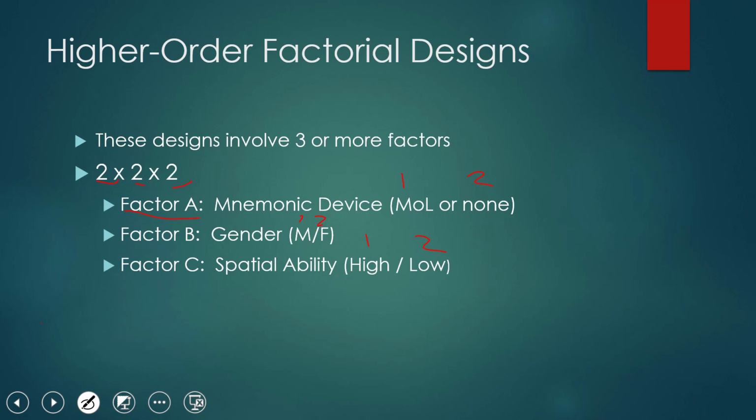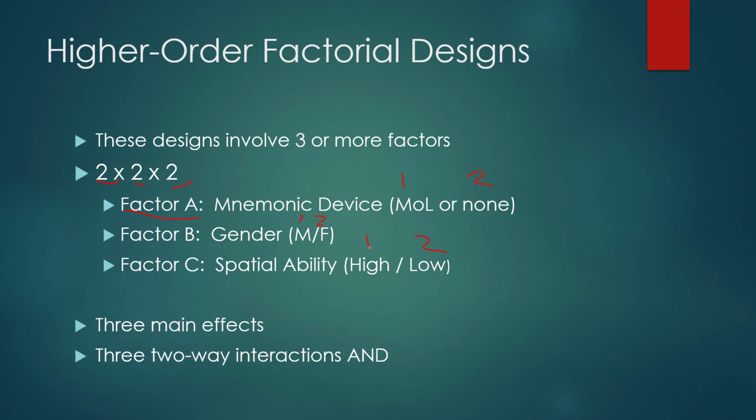In this experiment way back when, we gave instructions for people to use a mnemonic device to remember words, or we gave them no instructions. We also gave them a spatial ability test, and we dichotomized that, and said these people have high spatial ability and these people have low spatial ability. So that one was a quasi-experimental independent variable. And then we also used gender because we thought the spatial ability might differ based on gender, so we were looking at that as well. So we had 3 main effects, 3 two-way interactions, and a 3-way interaction. That's quite a bit.